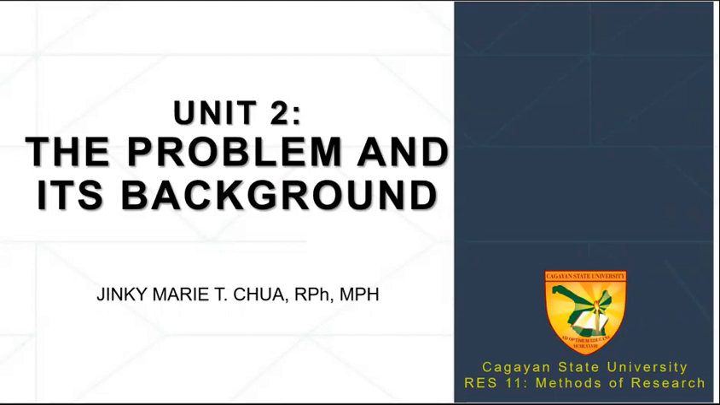We are still here at Unit 2, the problem and its background. And this unit consists of two parts. Part 1 is on research problem, and this is where you will pick a topic and formulate your research problem. And part 2 will be on research writing chapter 1 of your proposal.